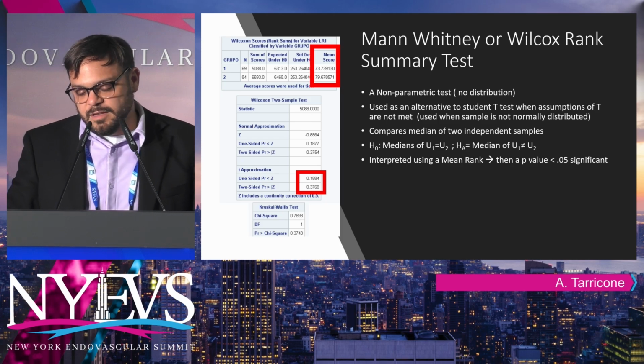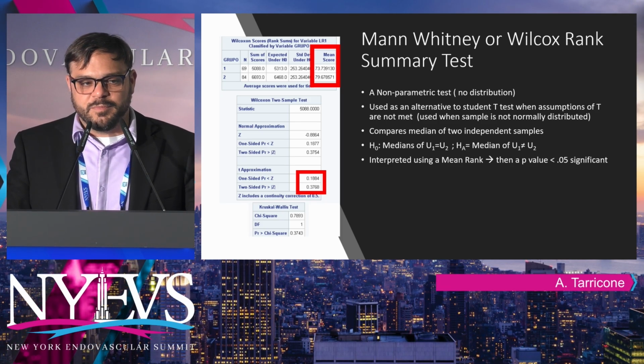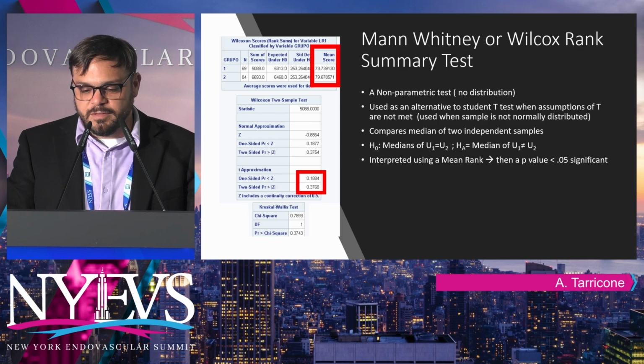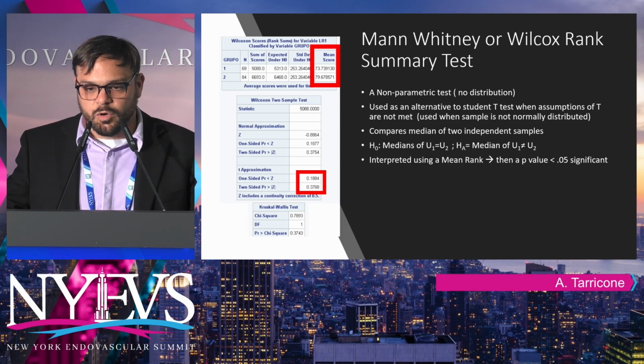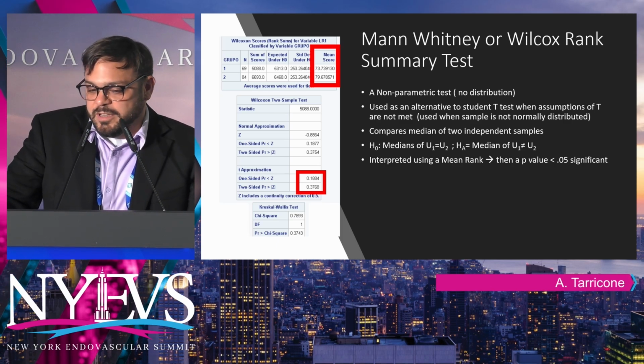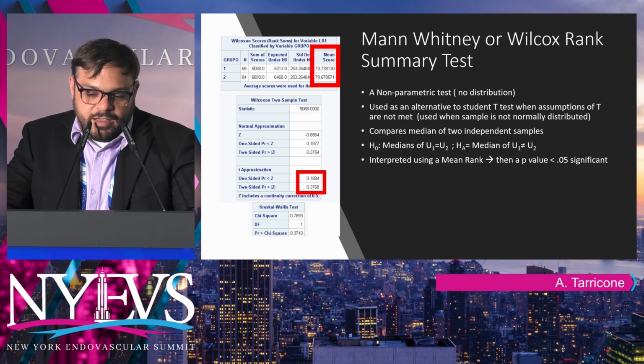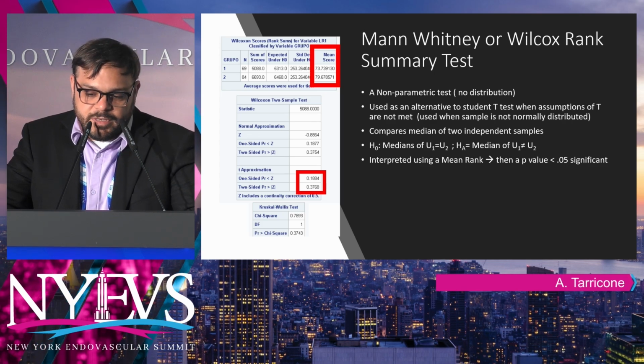So Mann-Whitney, I talk about this because what do you do if you have continuous data, but your population, your distribution rather, is not normally distributed? We can't freak out. We have to just use a different statistical test. So what we do is a non-parametric test, which is a Mann-Whitney test.